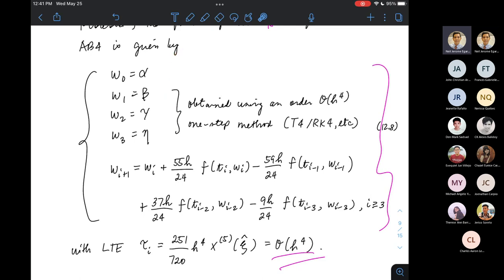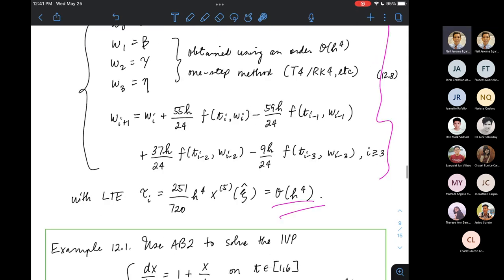The very first initial data will be from the IVP, but the missing initial data will be coming from an order 4 method. Kasi dapat nagsaswak. Kung ano yung order ng AB method, dapat yun yung gagamitin, ganun din yung order ng method na gagamitin mo para punan yung mga kulang na initial data. Okay?